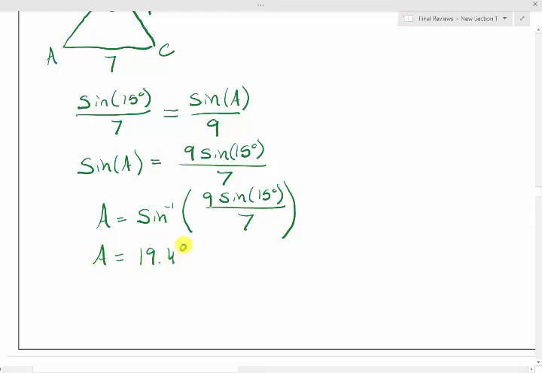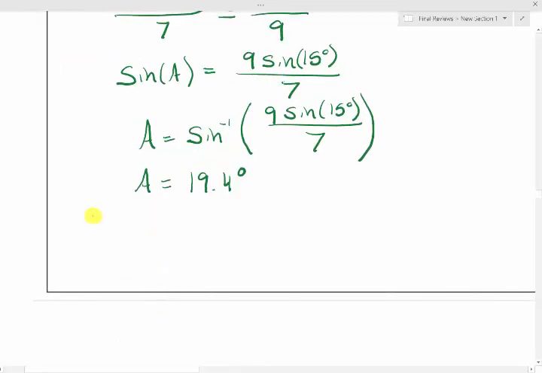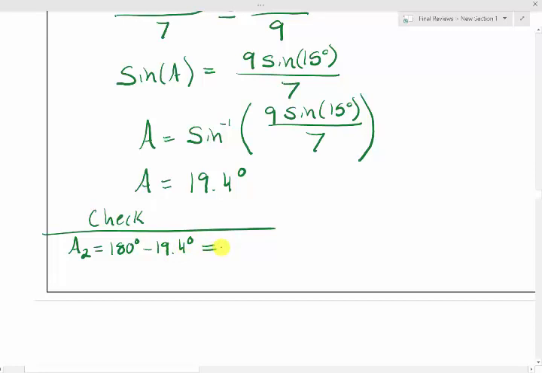19.4 degrees. Well, when we use law of sines to find an angle, we have to check for a second triangle. So what we're going to do for our check, our second possible value for angle A, which I'm going to call A sub 2, will be equal to 180 degrees minus what we originally got for angle A, which was 19.4 degrees. So my second possible value for my angle A is going to be 160.6 degrees.